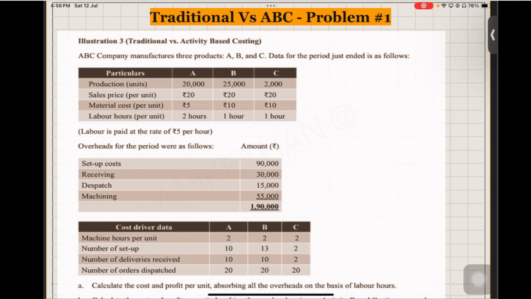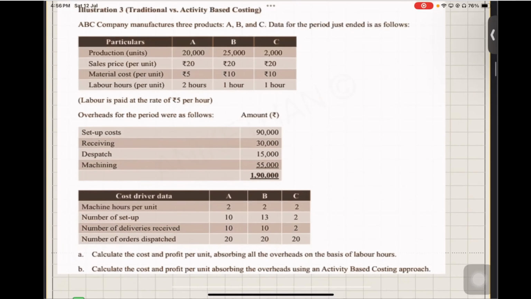So example of setup cost will be how many types it is set up, number of setups. Then receiving, number of deliveries received, that determines your receiving cost. Next, machining is your machine hours. Then setup cost, setup, receiving, dispatch. If you look at the table below, they have already told this is the cost driver data. So A, B, C and total last column is not given. So that means you have to calculate the last column.